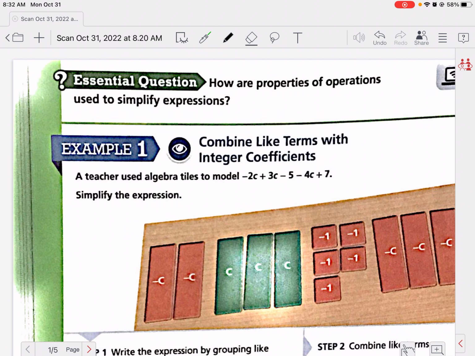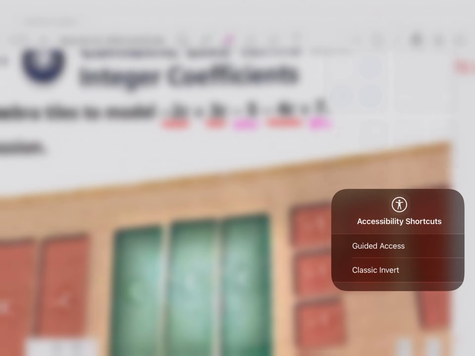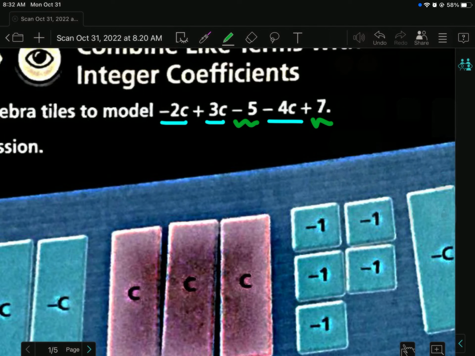Okay, so if we have this first problem here, we have negative 2c plus 3c minus 5 minus 4c plus 7. There's lots of things going on, but it doesn't have to be that complicated. So I can see I have a negative 2c, a 3c, and a negative 4c. Those are going to go together, and then the negative 5 and the plus 7 are going to go together. And I'm actually going to invert this because you're going to be watching it on the screen, and that'll help you see it a little bit better here.